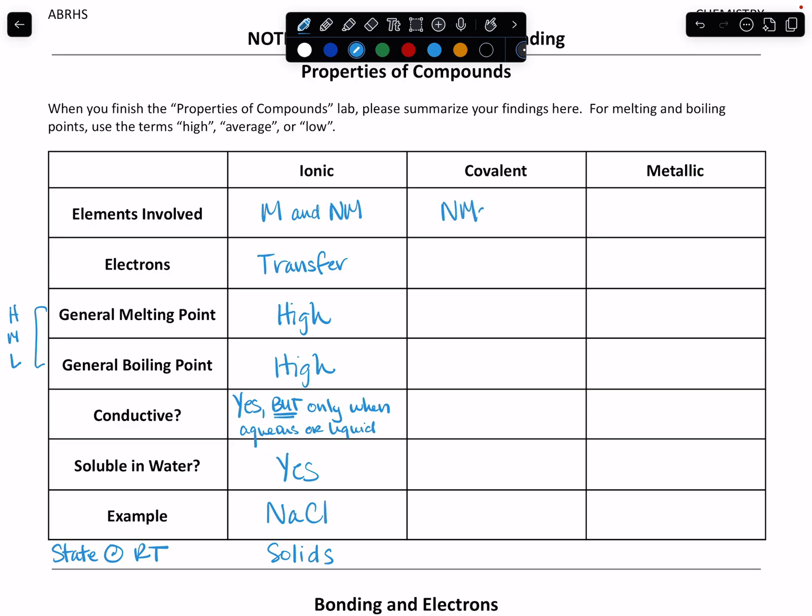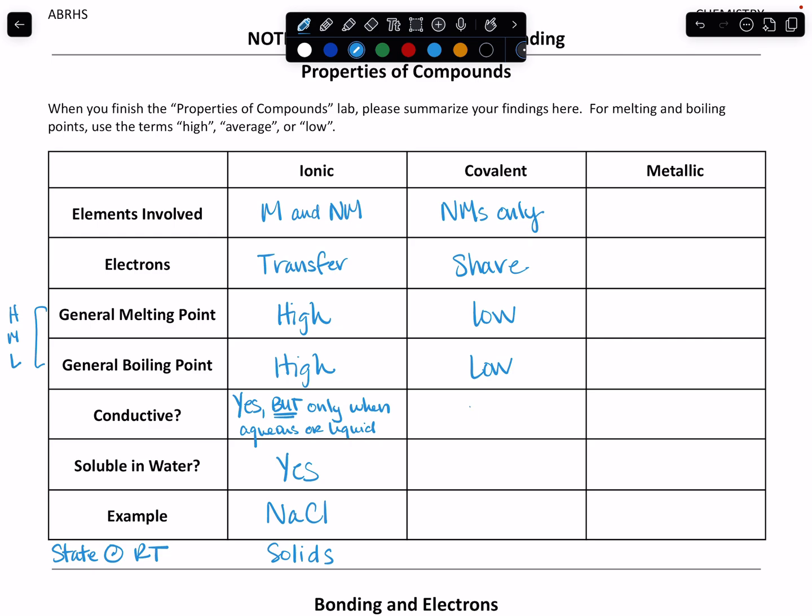These are nonmetals only, and they share their electrons. Their general melting point, I'm going to say low, generally speaking. If you think about it, ice melts at 0 degrees Celsius. That's 32 degrees Fahrenheit. That's pretty low. Water boils at 100 degrees Celsius. That's pretty low compared to what the ionic compounds can do. So we're going to just list those guys as low.